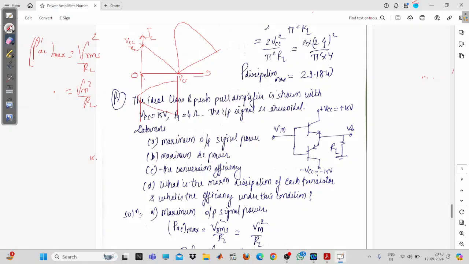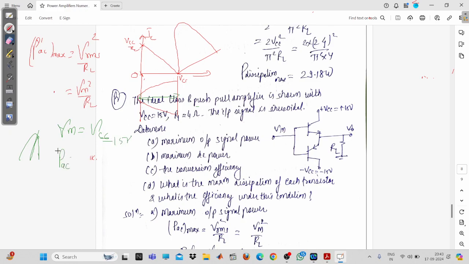Okay, so now you can see here the voltage value will be this. So this is the peak value. You can see that this is the peak value now. So what you can write is Vm will be equal to VCC. So in our case, it is given as 15 volt.